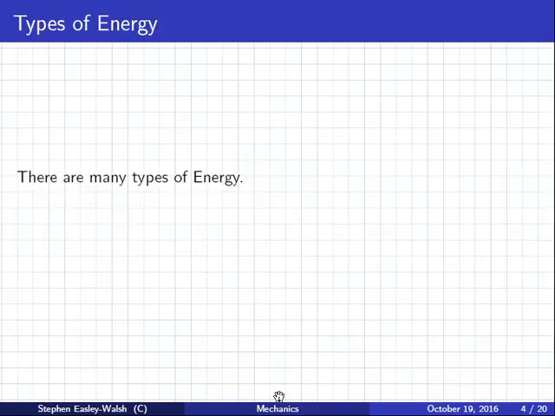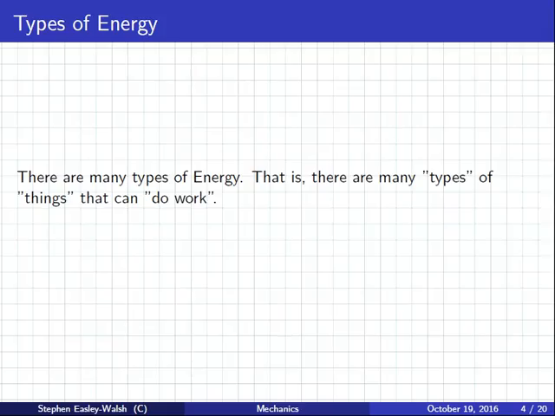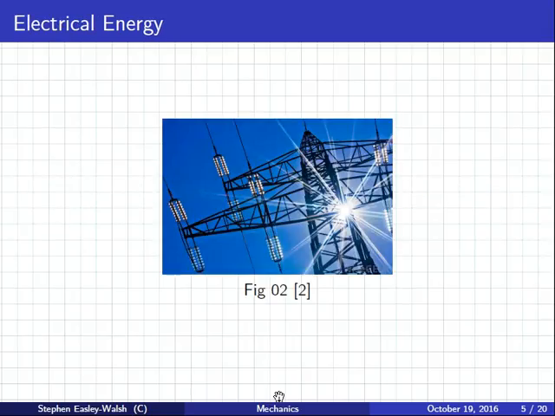Okay. There are many types of energy. That is, there are many types of things that can do work. Let's have a look at the types of energy, the types of things that can do work. So you'll need to write them all down. The first one is electrical energy. This energy can do work. In fact, it's very important energy for day-to-day life.